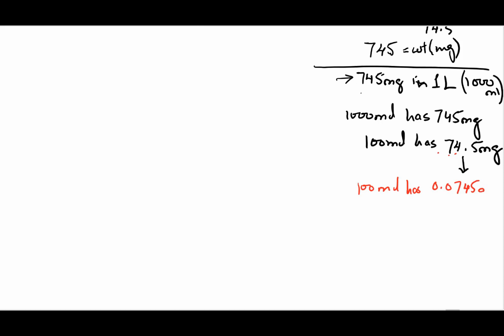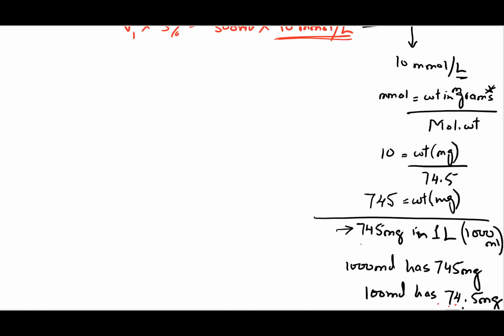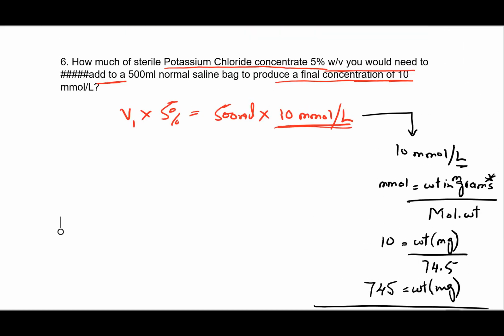So 100 mil will have 0.0745 grams. So that means the concentration of the solution in percentage is 0.0745 percentage. So now I know that this 10 millimoles per liter is equal to 0.0745 percentage. So let's plug this in the equation and try to solve it.